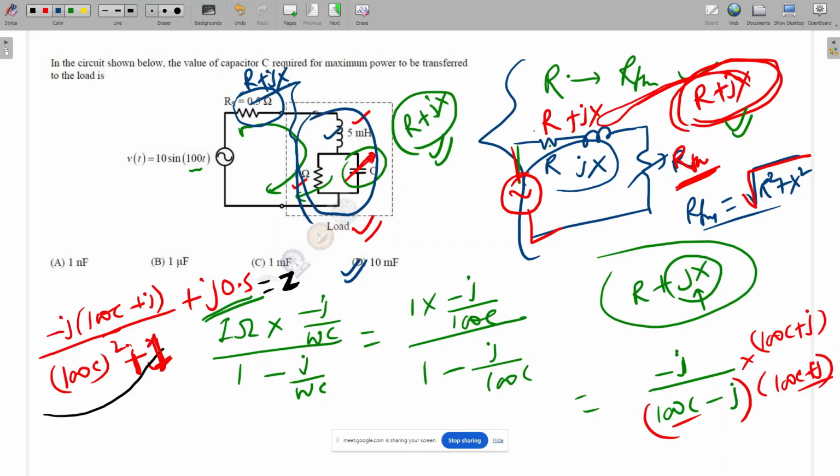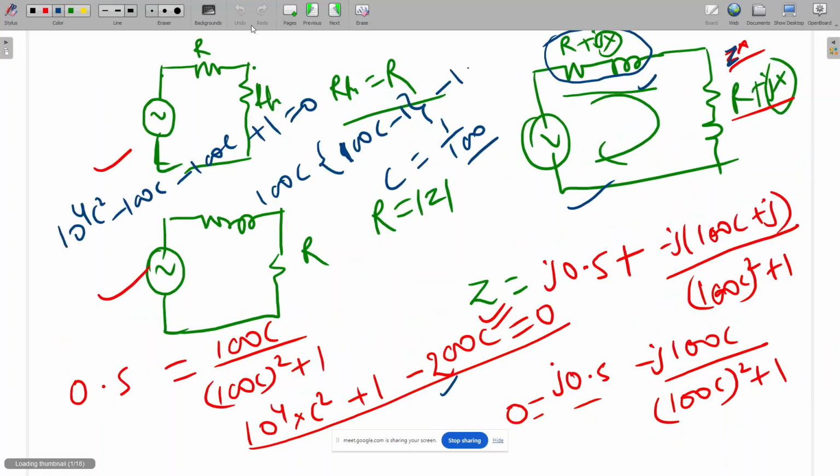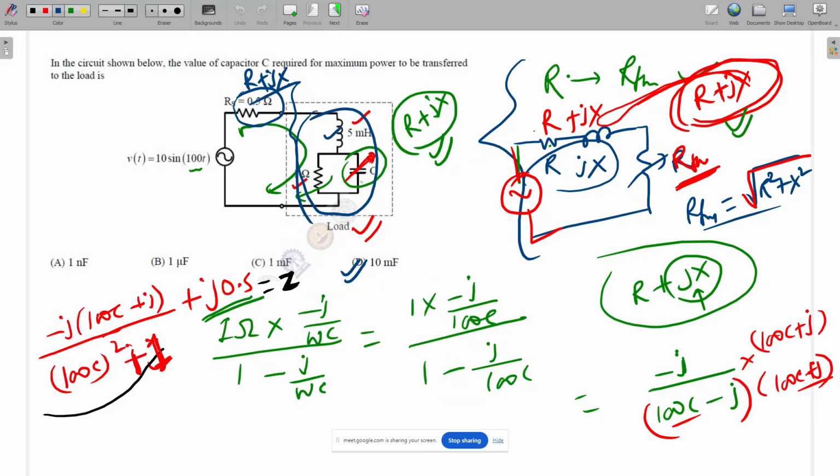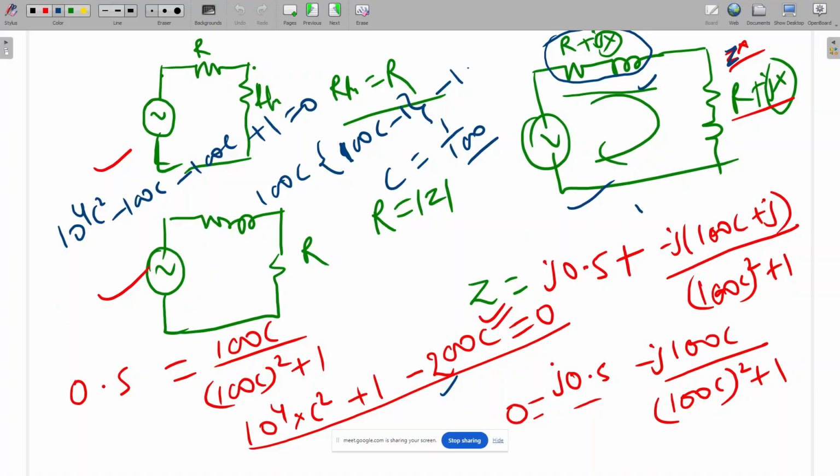But here only resistance was there. That's why I made only the load resistive. So we can say that this is also the same. Like here also we are doing the same thing. We are making a resistive circuit just by making it a conjugate, R minus jX.